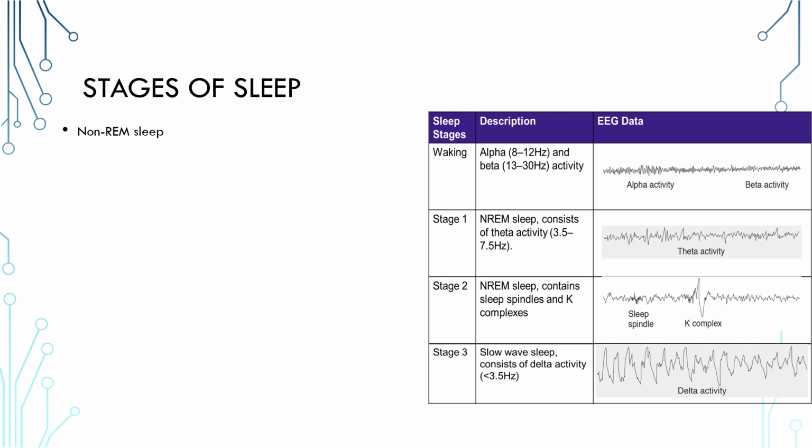Then we get to stage 1 of sleep, which is called non-REM sleep, or non-rapid eye movement sleep. So if you'll notice here, what we have is called theta activity. So the hertz measurement has dropped down from the alpha and beta levels. Instead of anywhere from 8 to 30 hertz, now we're down to 3.5 to 7.5 hertz. So we have more space between the ups and the downs on the EEG readout of the patient in the sleep study. So notice that the activity is slowing here.